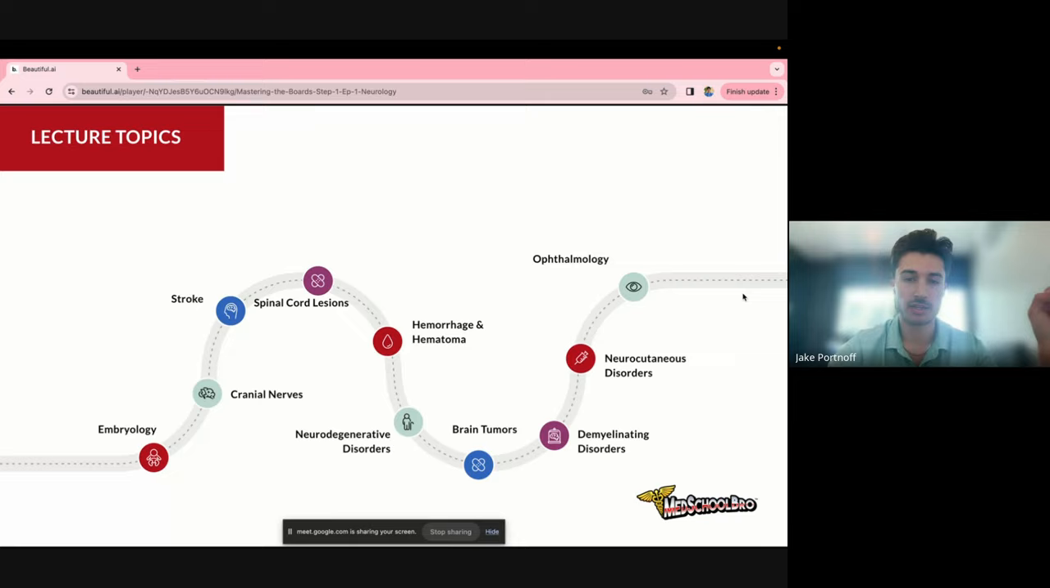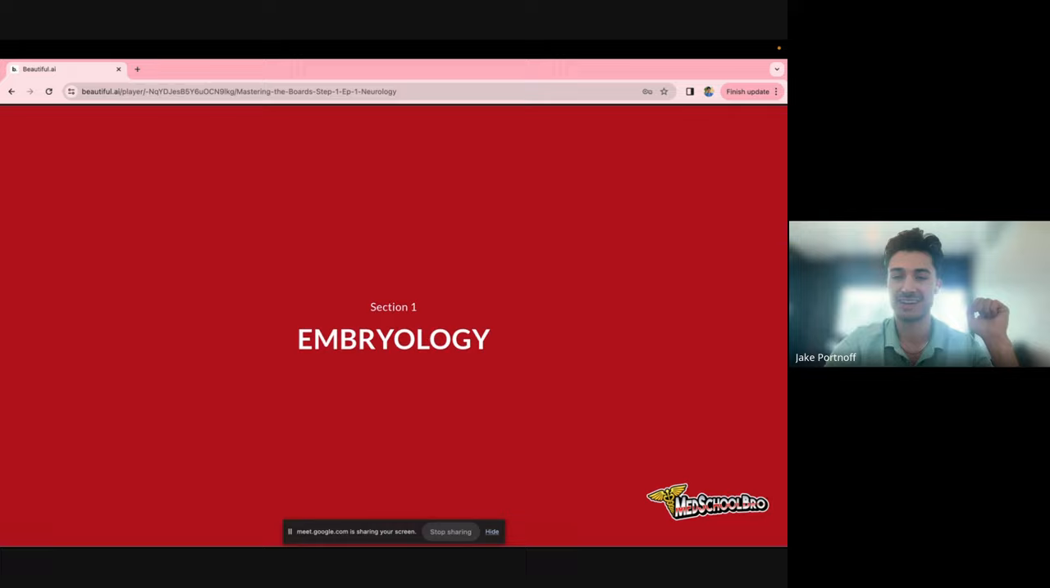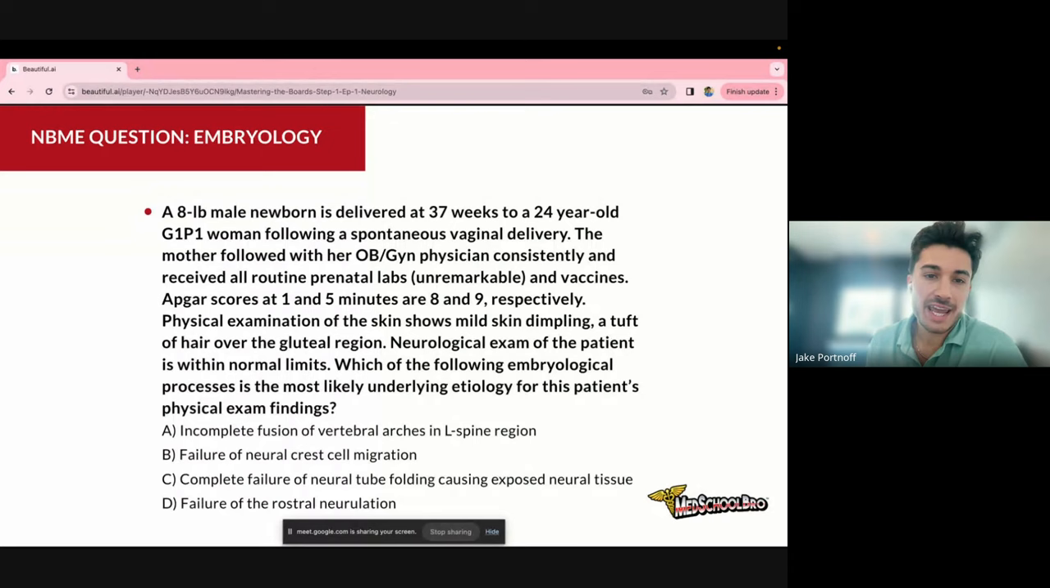Everyone's favorite, we're starting off with embryology, okay? And this is an NBME style question we have here. I'll just read it out. So we have an 8-pound male newborn delivered at 34 weeks to a 24-year-old G1P1 woman following a spontaneous vaginal delivery. The mother followed with her OBGYN physician consistently and received all routine prenatal labs, which were unremarkable, and vaccines. Apgar scores at 1 and 5 minutes are 8 and 9 respectively. Physical examination of the skin shows mild skin dimpling, a tuft of hair over the gluteal region. Neurological exam of the patient is within normal limits. Which of the following embryological processes is the most likely underlying etiology of this patient's physical exam findings?